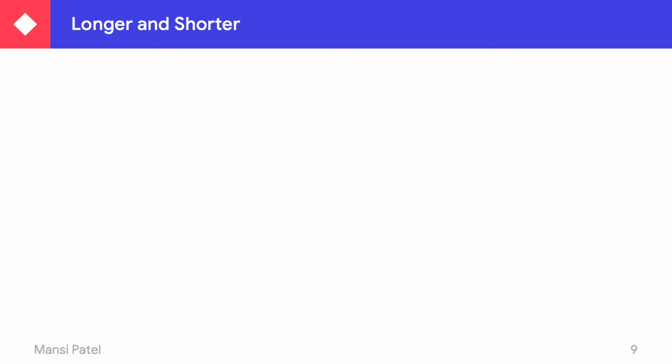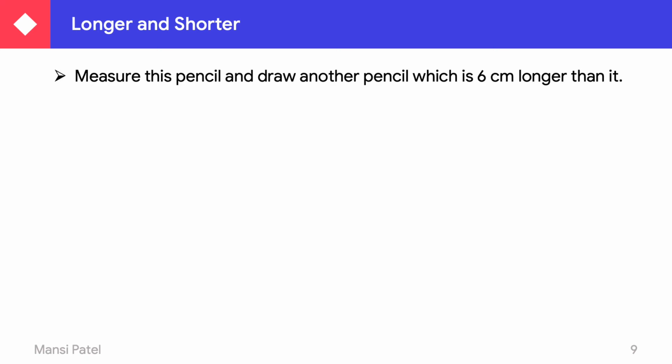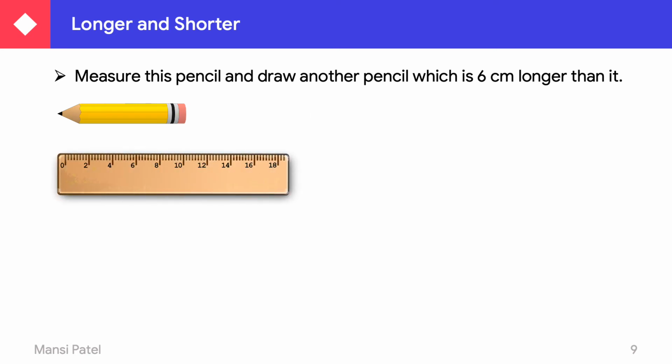Now let us see one another. Measure this pencil. Here I am giving one pencil to you and you have to draw another pencil which is 6 centimeter longer than it. So here this is the pencil and the measurement of this pencil is 10 centimeter, as you see here. Now I want to draw another pencil and that pencil should be 6 centimeter longer.